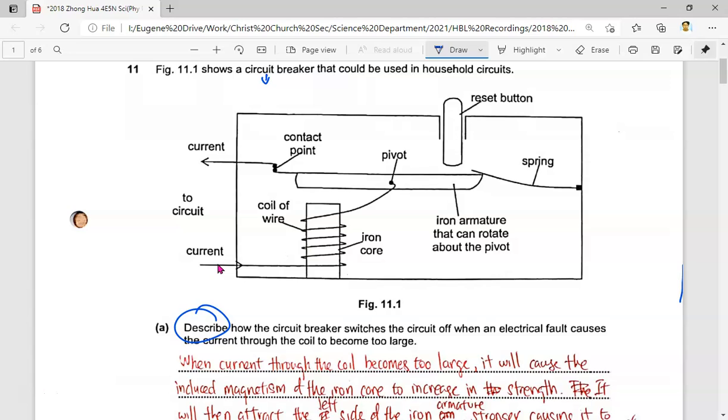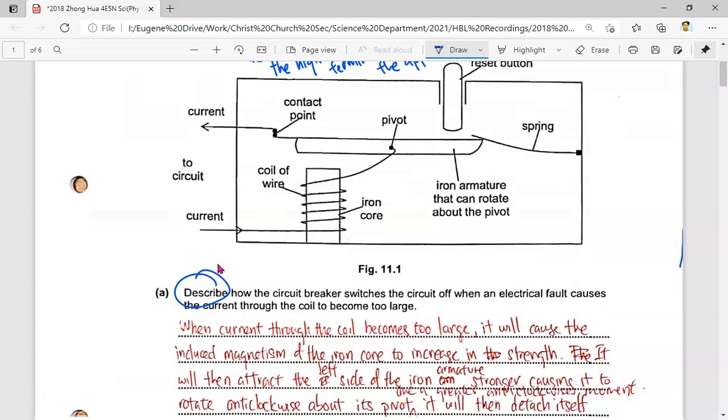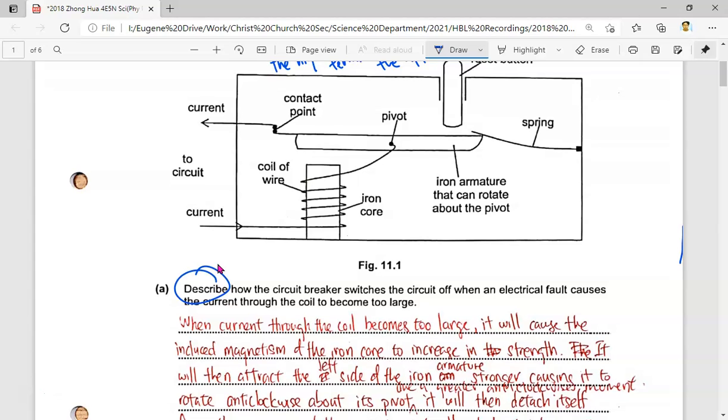The circuit breaker's main idea is to disconnect the high voltage terminal from the circuit, from the appliance or circuits. So this is the function of a circuit breaker. In this question it says: describe how the circuit breaker switches the circuit off when an electrical fault causes the current through the coil to become too large.